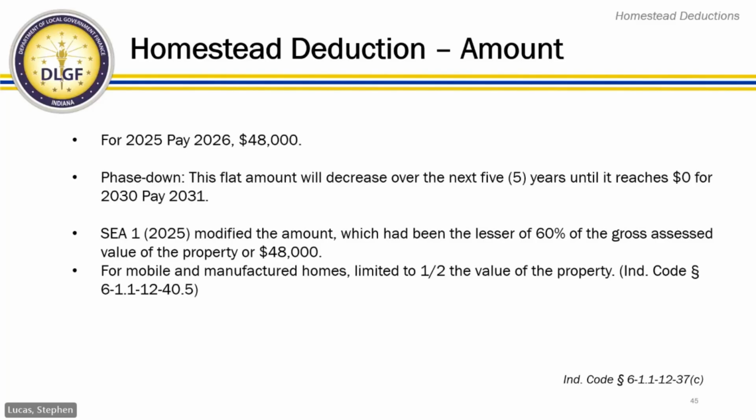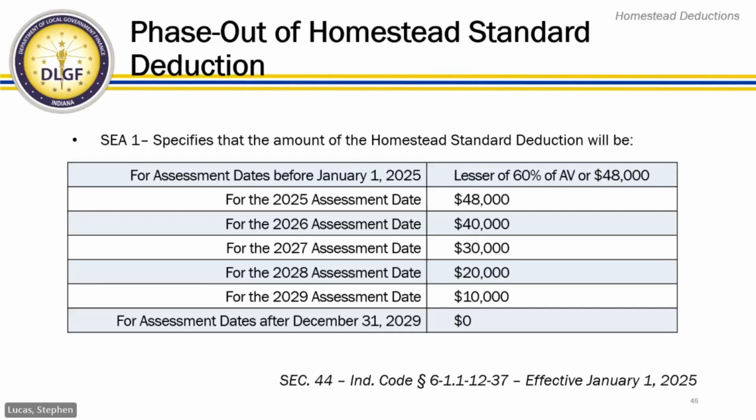Also, as Stephen mentioned, for mobile and manufactured homes, the value of the deduction is limited to half the property value. Lastly, since this is a flat amount, it will also be phased down over the next 5 years, so that by pay 2031, the value of the deduction is 0, as you will see on the next slide, how the phase-ins will occur.